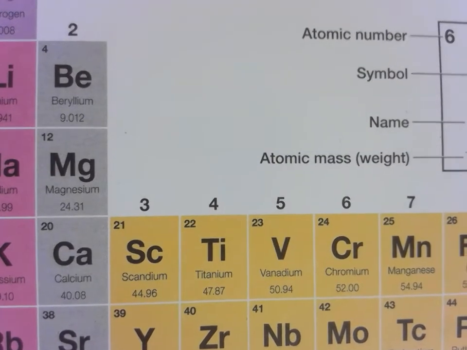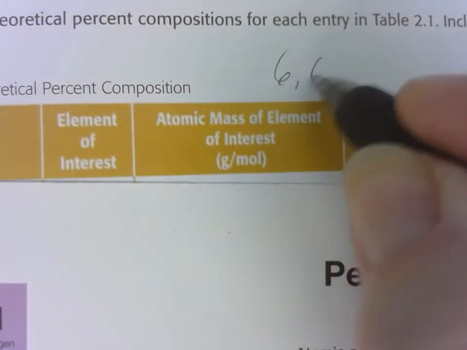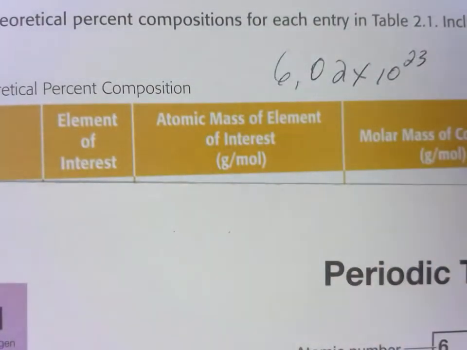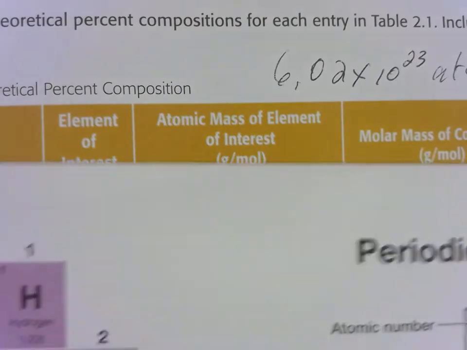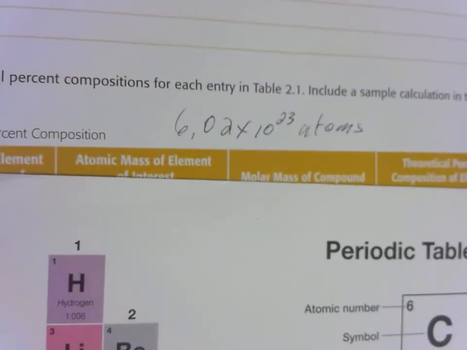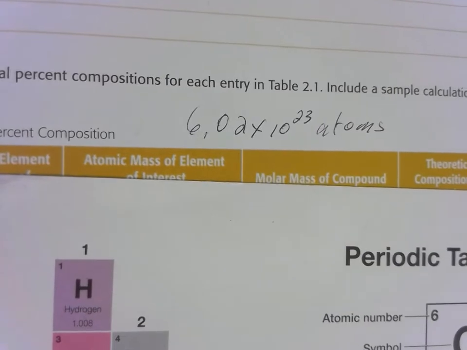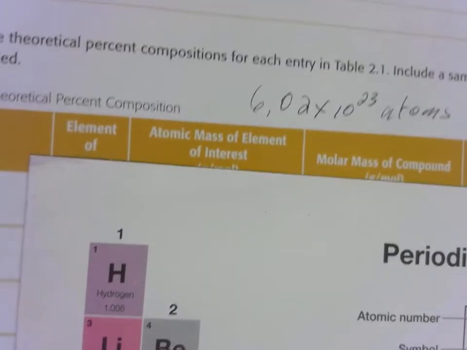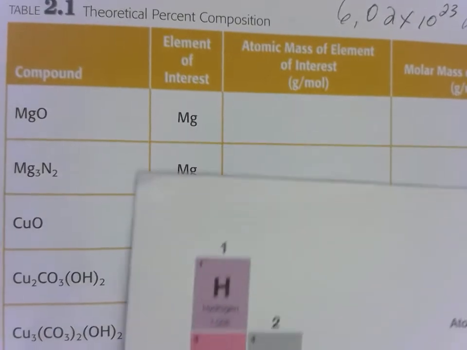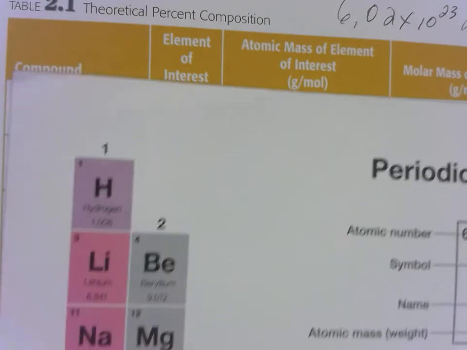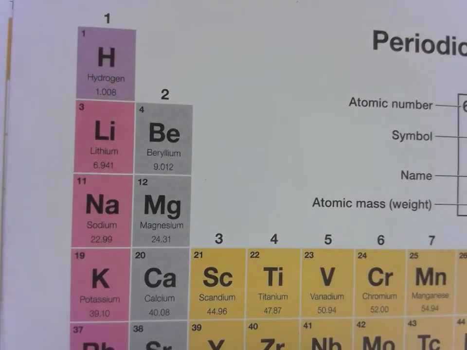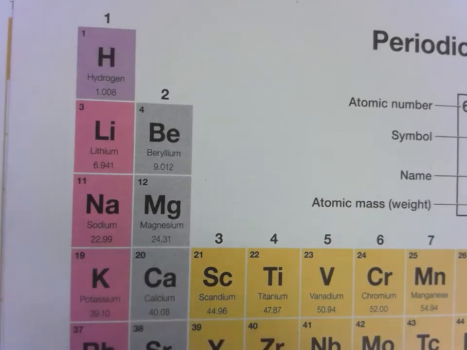A mole of anything contains 6.02 times 10 to the 23rd items. So there are 6.022 times 10 to the 23rd atoms in 1 mole of magnesium. It could be a mole of oxygen, but that's Avogadro's number. We're going to just use the concept that that's how many atoms, but we're going to look at a whole mole of them and how many grams that weighs. So the atomic mass of the element of interest in grams per mole is 24.31. We get that from the periodic table.